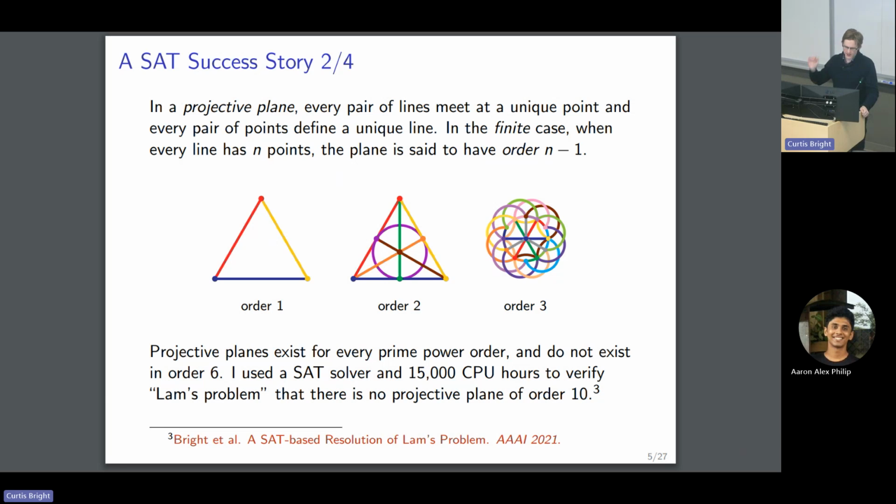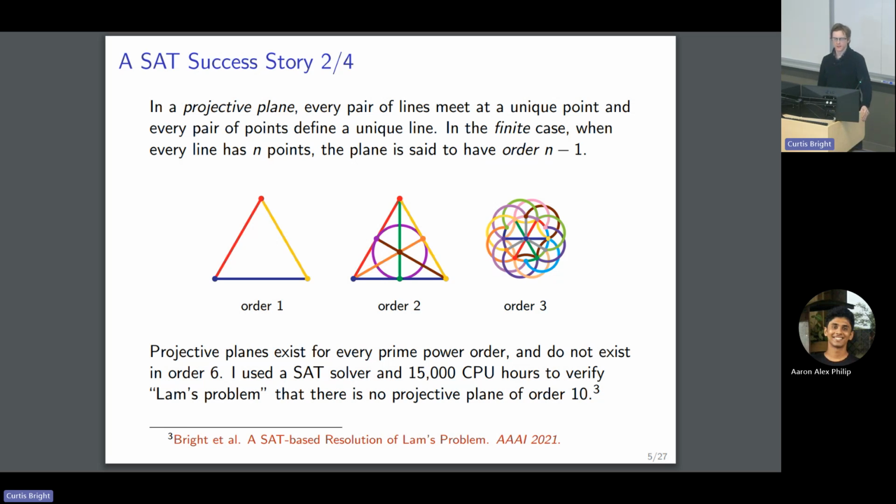Now, mathematicians have studied these things for at least 100 or 200 years. And a big question was for which orders do these objects exist? We know they exist in prime power orders, and we know non-existence in order 6. The first open case was order 10, and this was known as Lam's problem.